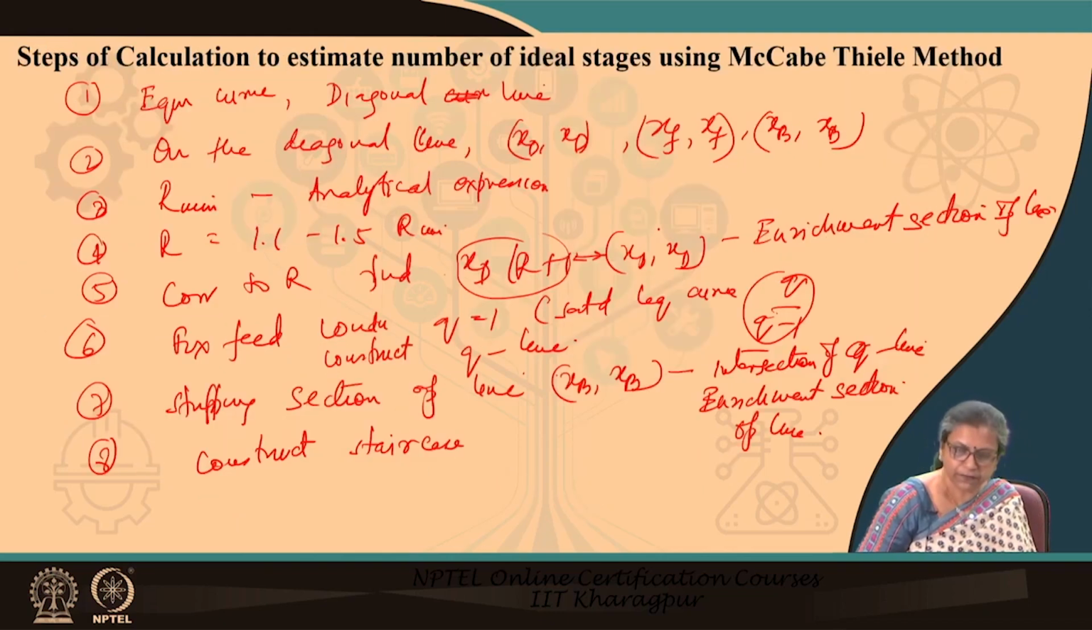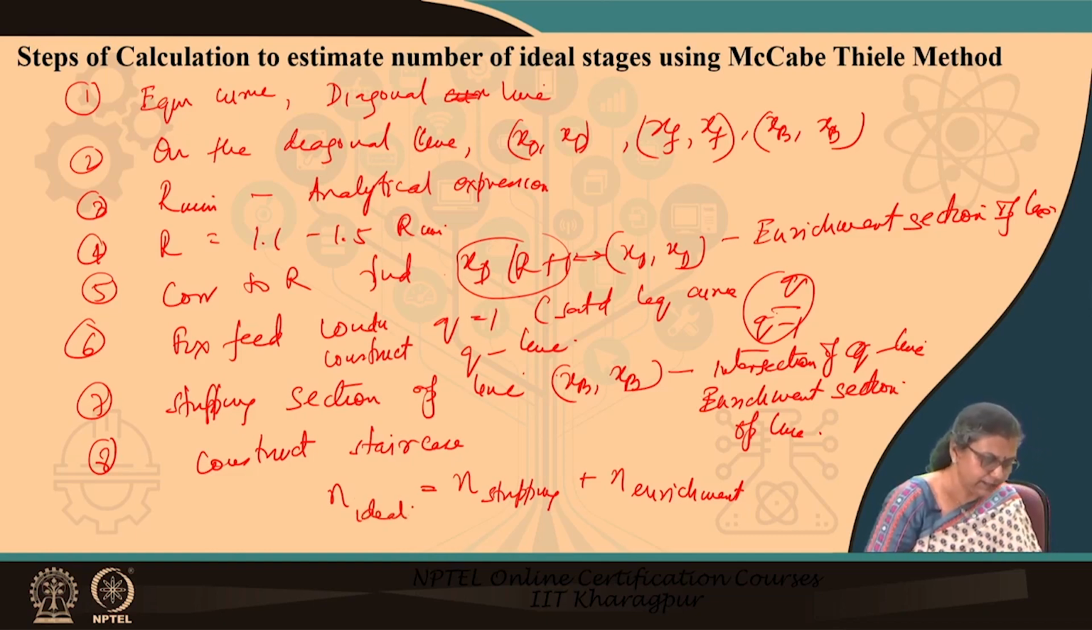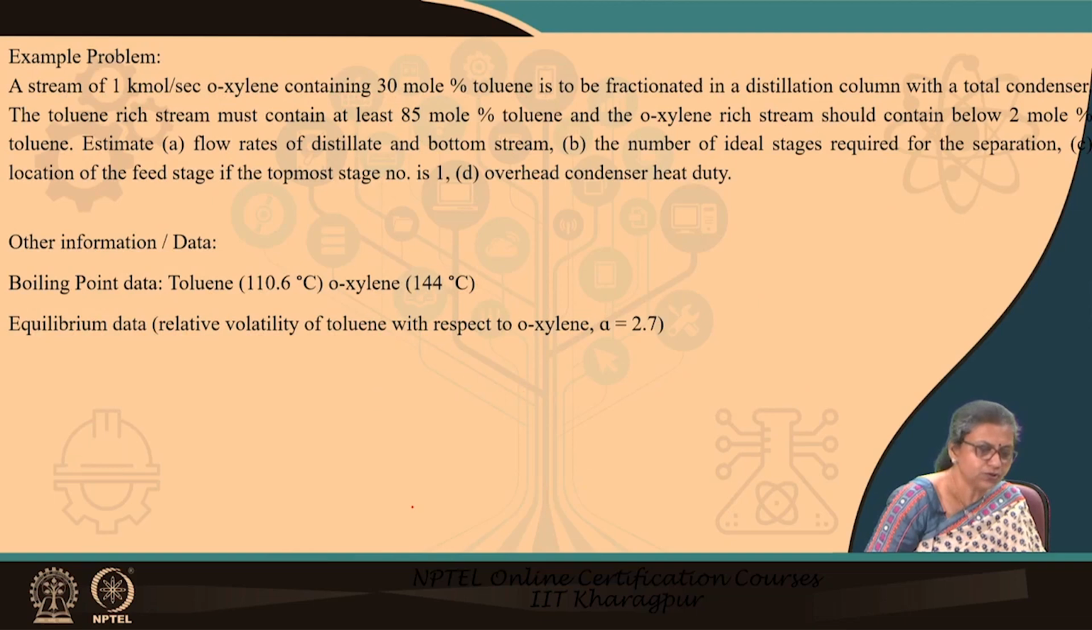So, this is the way we do it, and then we find out the n stripping, we find out the n enrichment, and this gives us the total number of ideal stages in this particular case. Just to demonstrate, I have given you a problem. You can try out this problem yourself, following the steps I will write down.